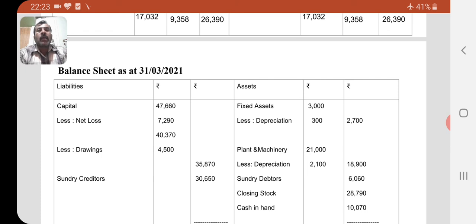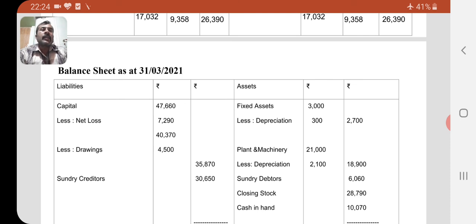7,290 rupees. From the balance available, again we are going to deduct the drawings given in the problem, 4,500. So after deducting net loss and drawings from the capital, the capital available in the business is 35,870. And sundry creditors, which is given in the problem, 30,650. Only these balances are there on the liability side of the balance sheet.